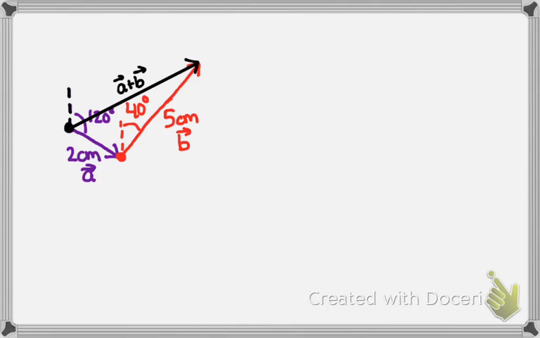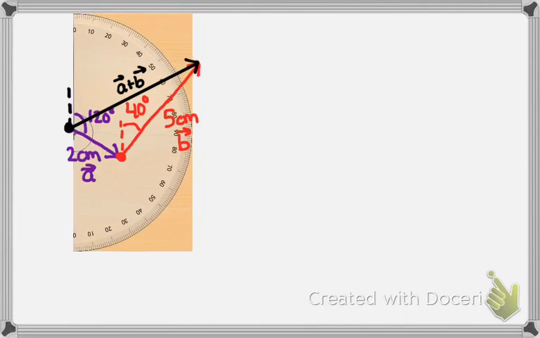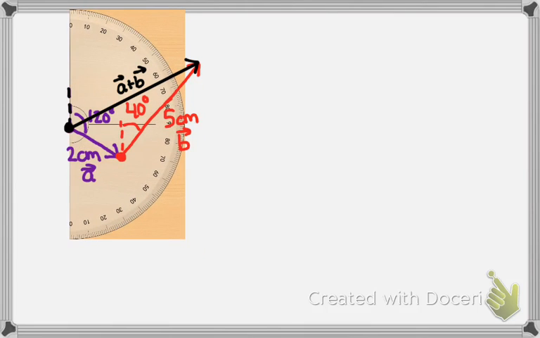Now what I need to do is I need to measure two things about this vector. I need to measure the heading, which would be this angle right in here from the north line down to that vector, and I need to measure the magnitude or the length of that vector. So I'll bring in my protractor first and rotate it and line it up with my center dot, and I will mark off what the angle is.